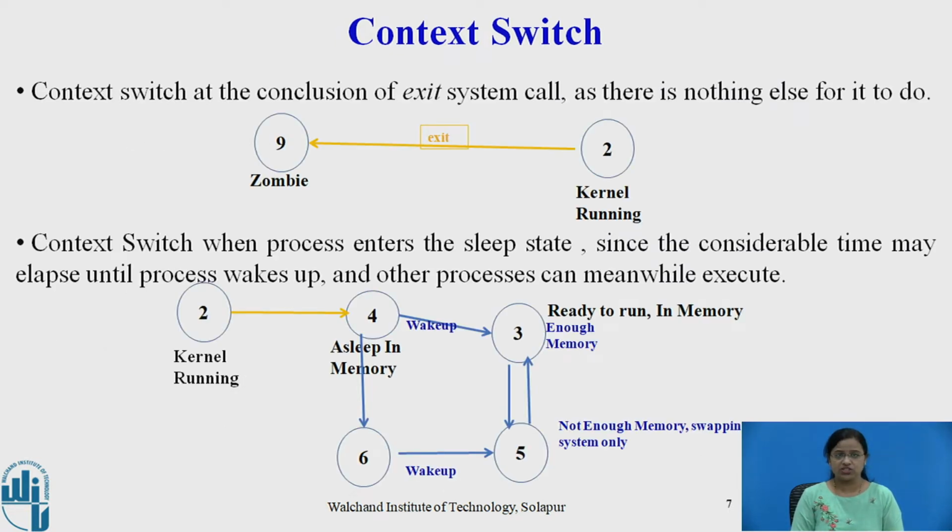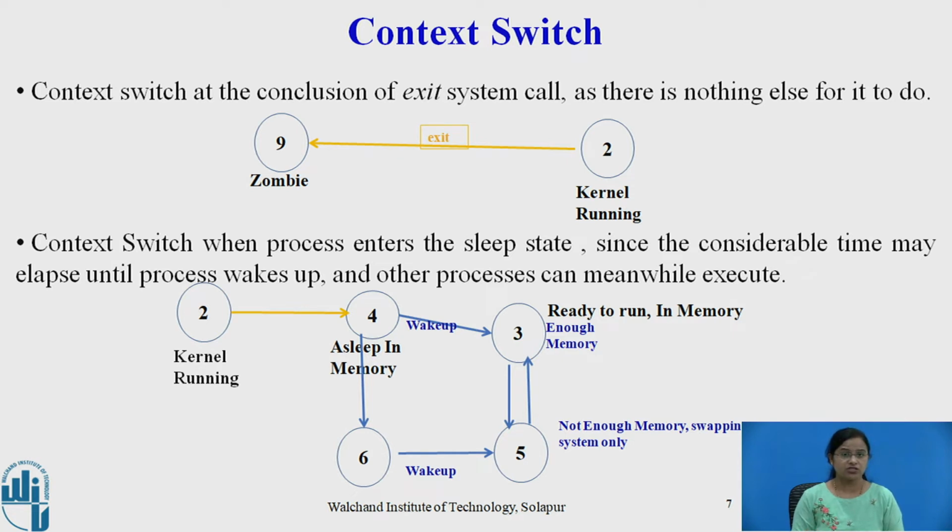Now, a context switch can occur at the conclusion of the exit system call, as we already studied in the state transition diagram. Whenever the exit system call is invoked by a process, there is nothing else for it to do. So it does not have to save the current register context of the process if there is an exit system call.